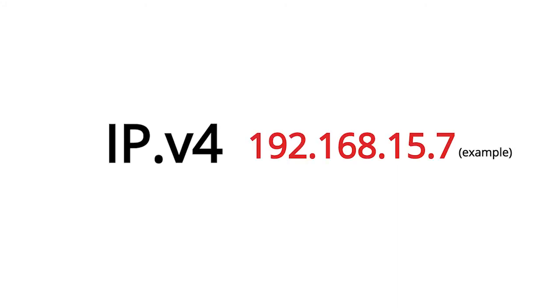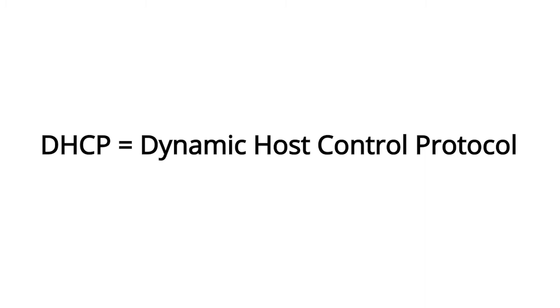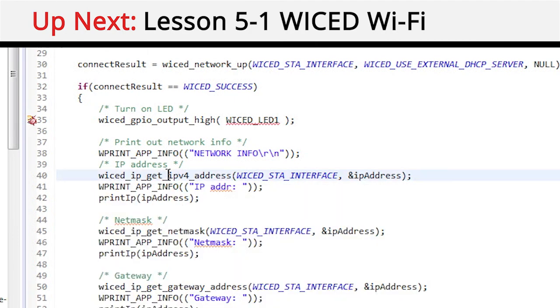IPv4 addresses are 32-bit numbers, usually expressed as 4 bytes, such as 192.168.15.7. The first N bits are the network address, while the last 32 minus N bits are the client address. A net mask defines how many bits are the network address and how many bits are the client address. For IoT devices, the IP address is usually assigned by a dynamic host control protocol server. DHCP is integrated into WICED and handles the exchange of IP addresses automatically for both the servers and the clients. That's the basics of Wi-Fi networking.